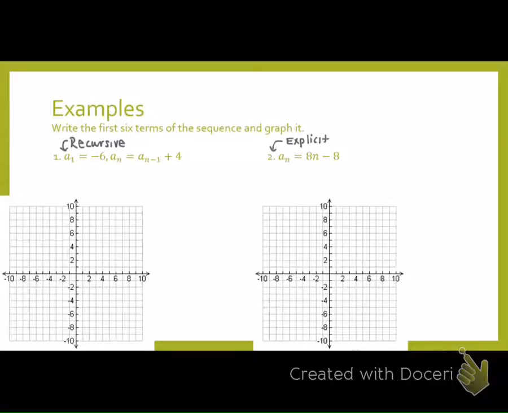So the recursive formula says you need to use the previous term to find the next term. So we have to find a sub 2 next. The first term is -6, and it tells us that our common difference is, what does it say the common difference is? 4. So this added on to the end is our common difference.